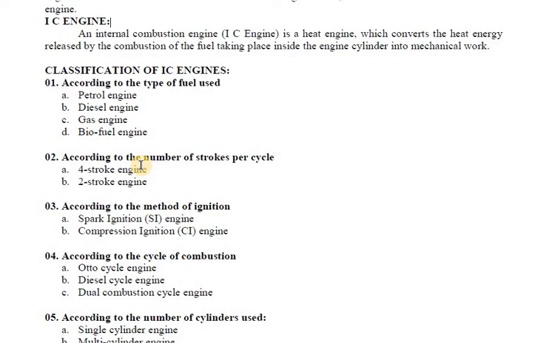So we are going to classify the IC engine based on different categories, going one by one. The first category is according to the type of fuel used in the engine. Based on the type of fuel, you classify the IC engine into four types: petrol engine, diesel engine, gas engine and biofuel engine.